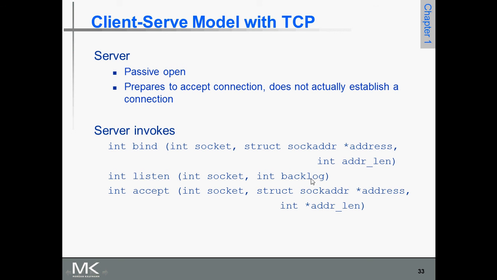If you give 10 in this place, then your server is capable of handling 10 clients simultaneously. Then we have the accept statement. The accept statement accepts the connection from the client, and in this place this IP address is the IP address of the client, and this is the length of the IP address of the client.